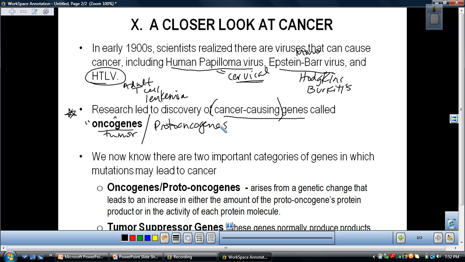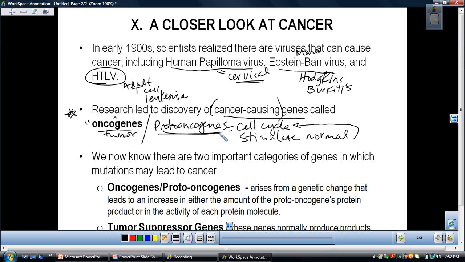But these proto-oncogenes, the normal version, code for proteins that stimulate cell growth and division, the normal cell growth and division. So these are normally saying, okay, let's go ahead and go through the cell cycle. So they stimulate normal. I'm going to write this on here in case you're following along with me. They stimulate normal cell cycle, normal cell growth and division.